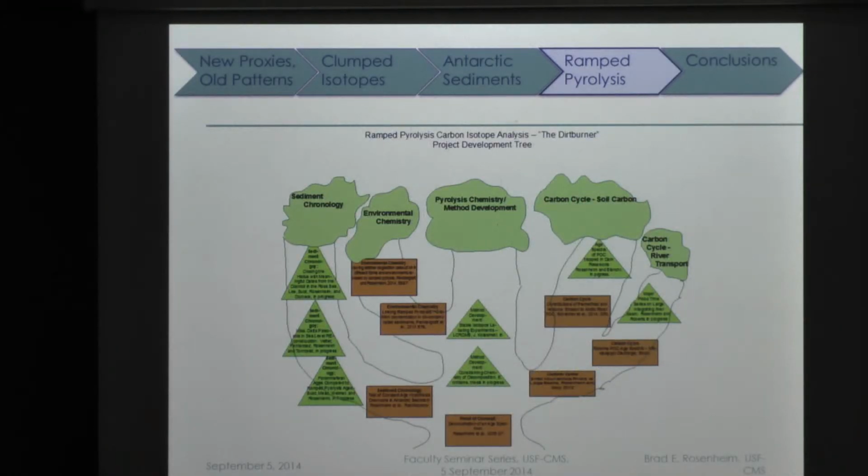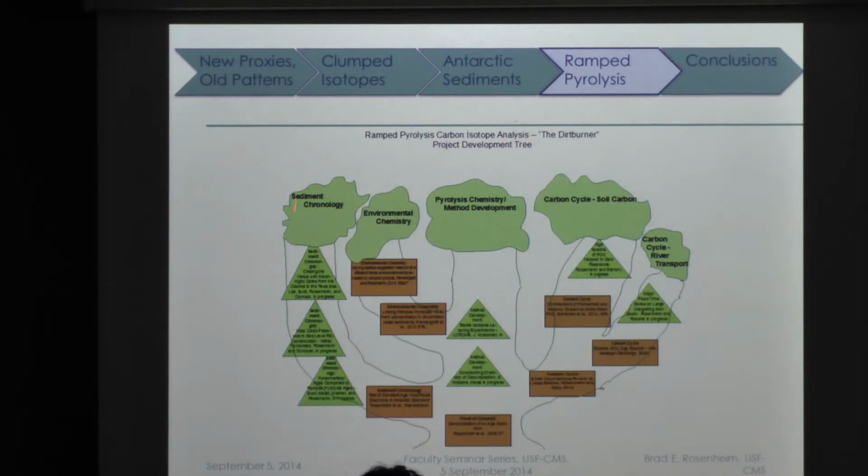So this was not drawn by my 3-year-old. This was drawn by me. I have a little work to do on it, but this was something that Dave Hollander wanted me to do. He wanted me to make a sort of tree of work that we've done from our original proof of concept paper here using the ramp pyrolysis.